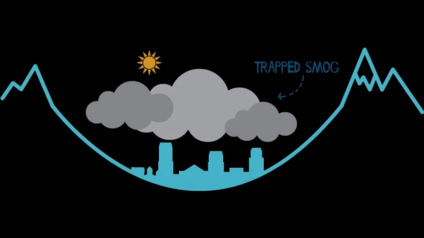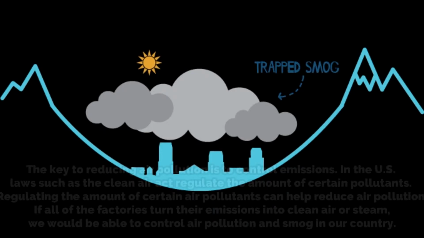Smog is a thick brownish-like gas that is formed when a couple different gases react with the sun. In order for smog to be seen, there has to be a cool layer of air at the ground level, then warmer air a little higher in elevation, and then cool air above the warmer air. These have to be the conditions because the smog gets trapped under the warmer air, so it can be seen near ground level. The key to reducing air pollution is to control emissions.